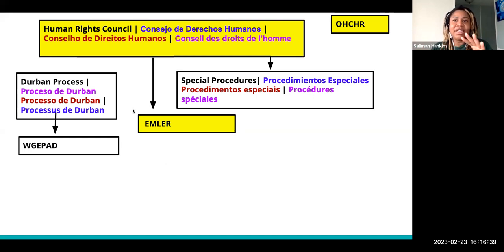And then I put some other things here, like the Durban process and the working group of experts of people of African descent. I'm going to later have a list of a bunch of processes that can be confusing to people that focus on Africans and people of African descent. And this mechanism is focused on Africans and people of African descent. So you have the working group of experts of people of African descent. You have the International Decade for People of African Descent. You have the Durban Declaration and Program of Action. You have EMLER.